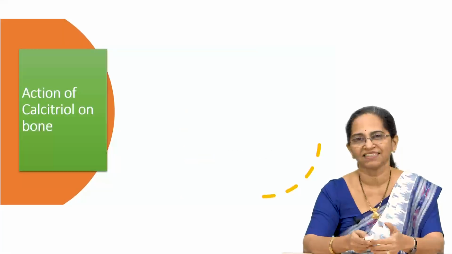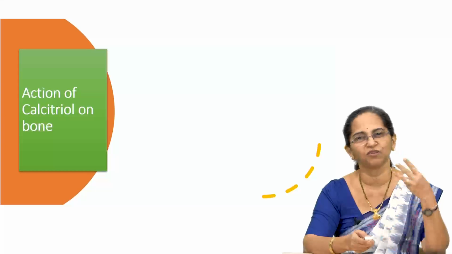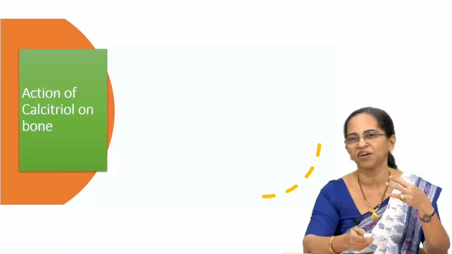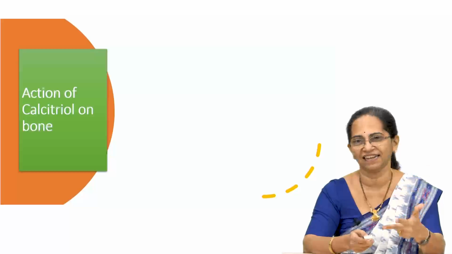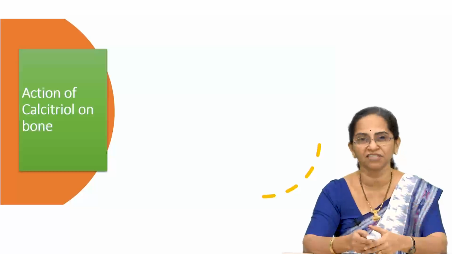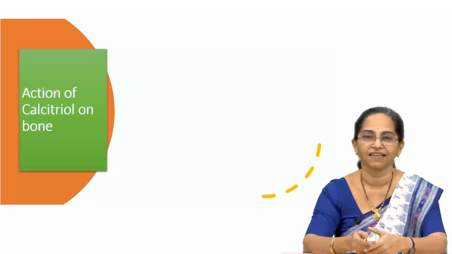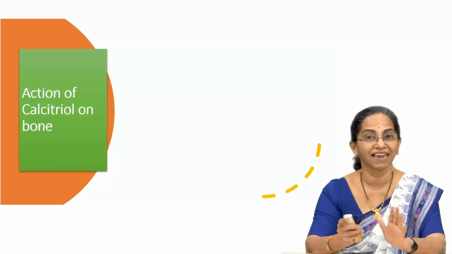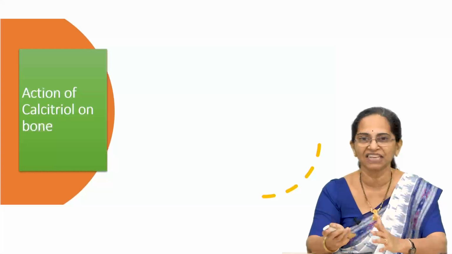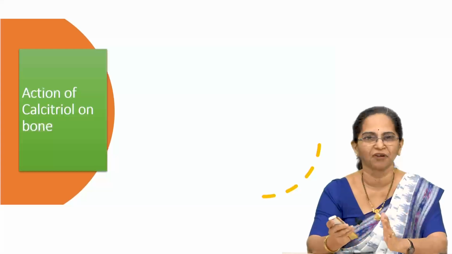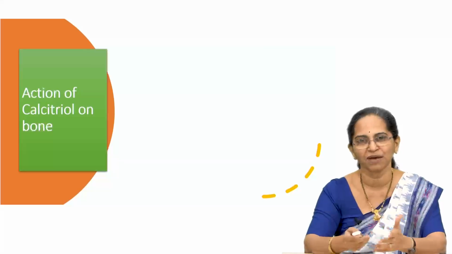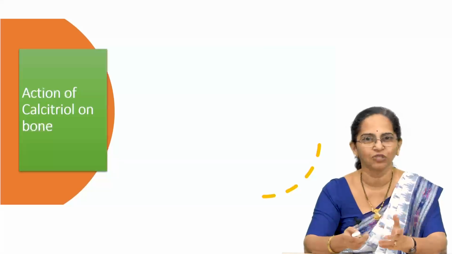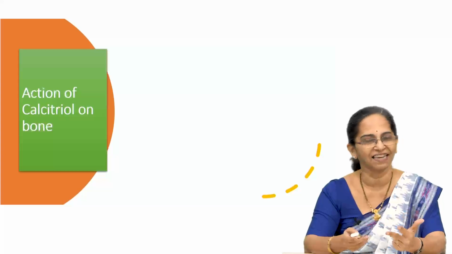I always say this, calcitriol action is on 3 organs. It's a 3-point action. Action on bone, intestine and kidney. So let's begin with the first tissue on which it acts. Calcitriol, even though it's an activated vitamin, look at its action, it's going to mimic that of a hormone, somewhat like a steroid hormone. So that's why let's study the actions on bone, intestine and kidney.